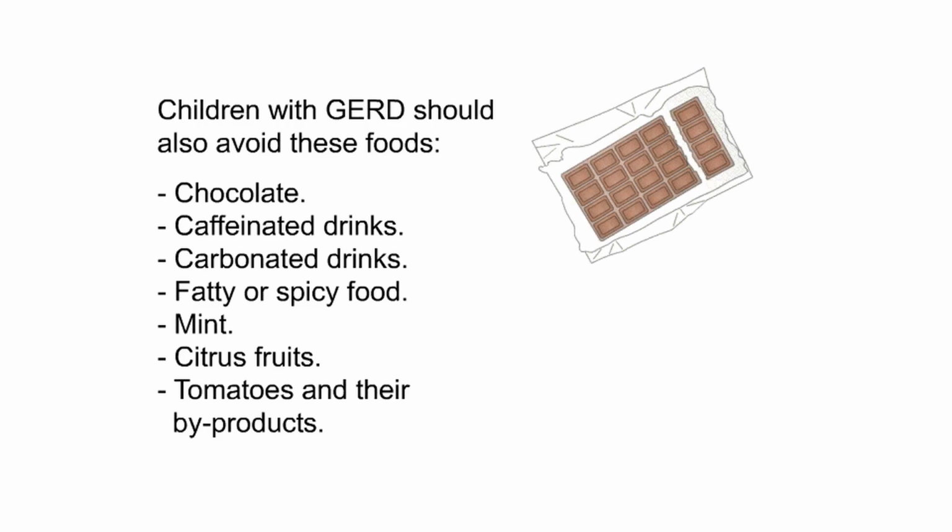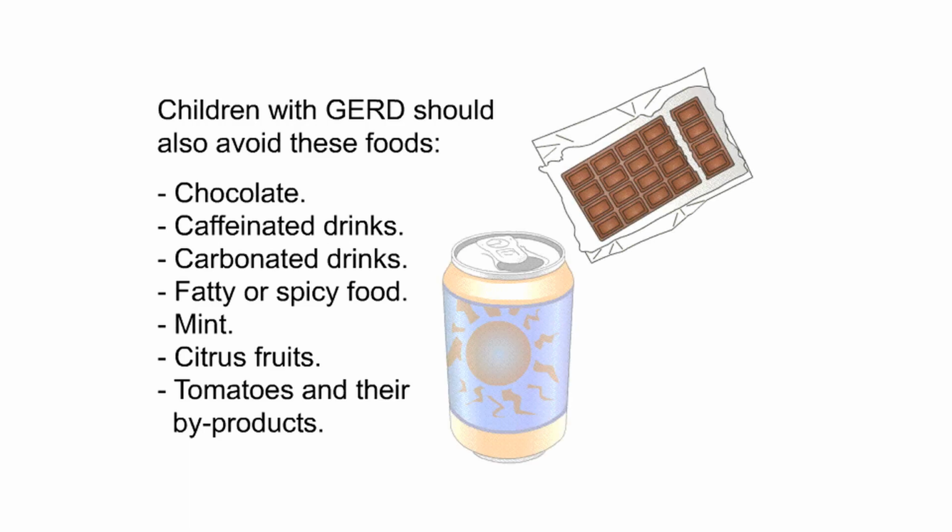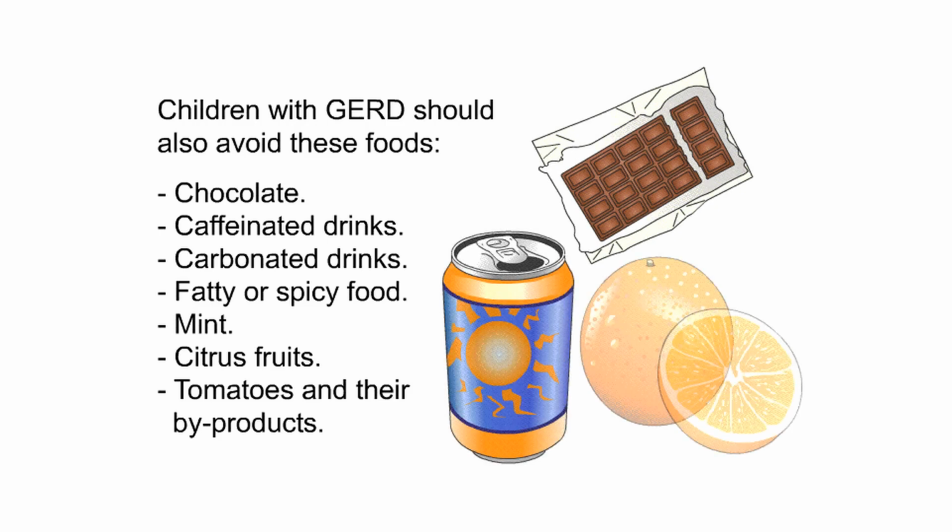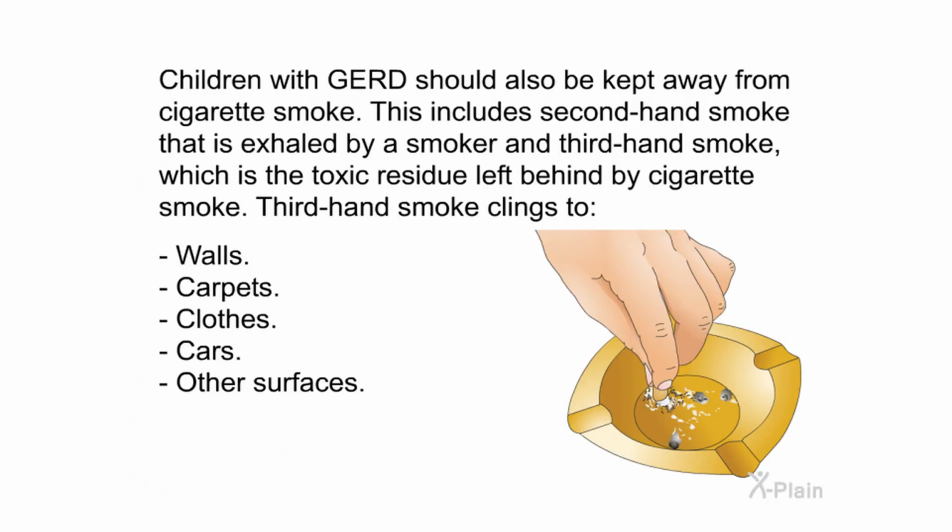Children with GERD should also avoid these foods: chocolate, caffeinated drinks, carbonated drinks, fatty or spicy food, mint, citrus fruits, tomatoes and their byproducts. Children with GERD should also be kept away from cigarette smoke. This includes secondhand smoke that is exhaled by a smoker and thirdhand smoke, which is the toxic residue left behind by cigarette smoke. Thirdhand smoke clings to walls, carpets, clothes, cars, other surfaces.